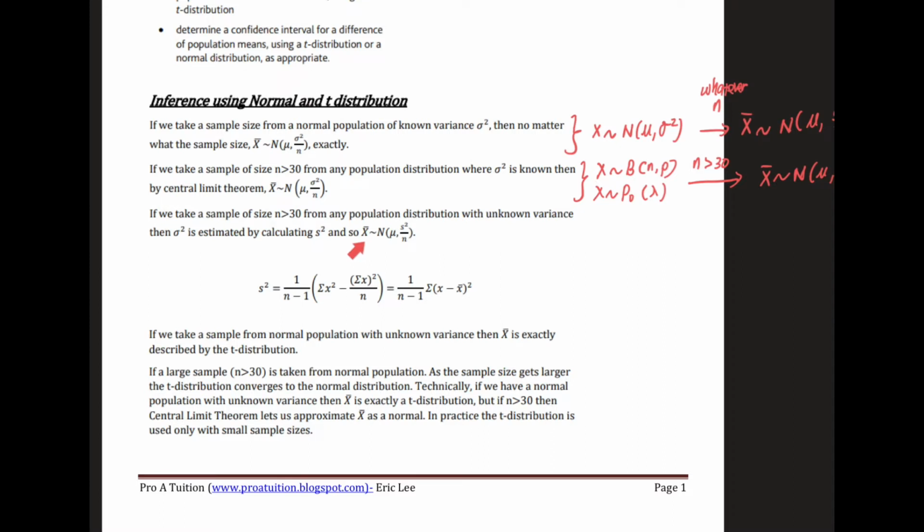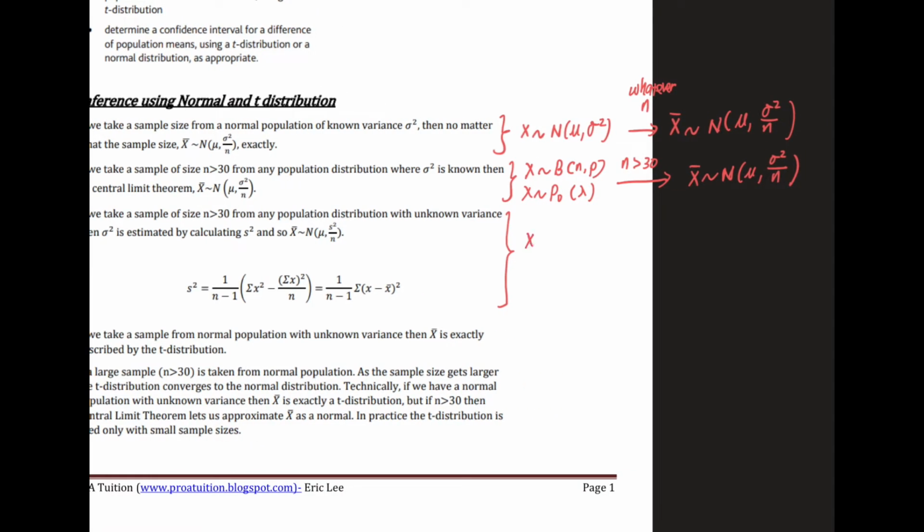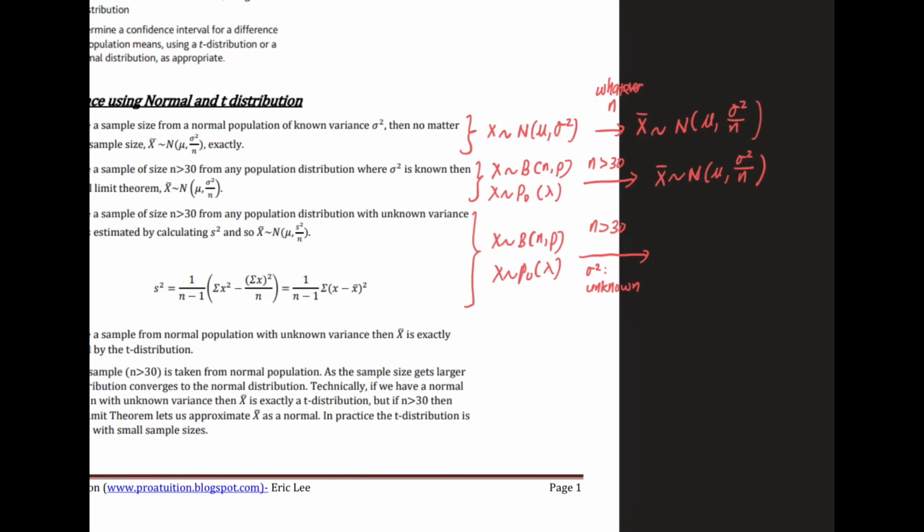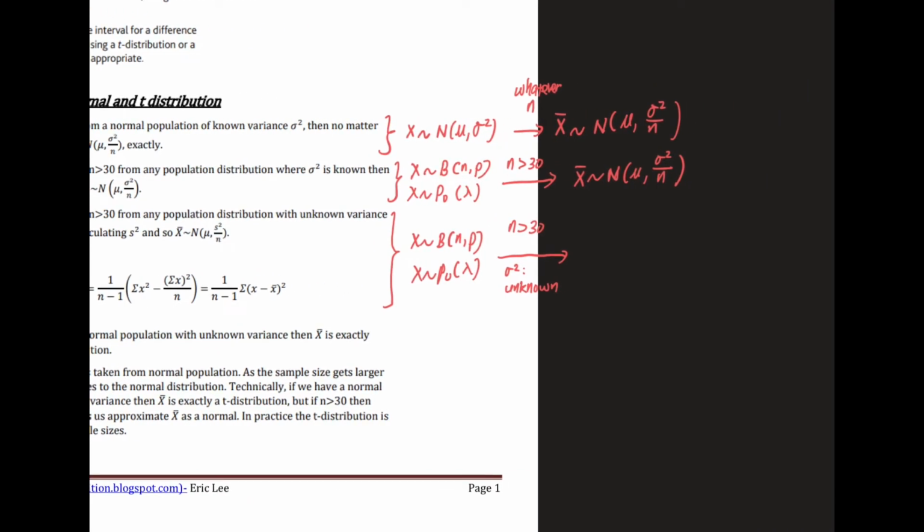Okay, so from here we know the third information. The third information is if x is any distribution like binomial, like Poisson distribution, and n is greater than 30, sigma square is unknown. So you have to count the unbiased estimator for the population variance. That means you have to count the s square, and then after that it will become normal again, mu, s square over n. So you can see the difference between the second one and the third one is, this one we use the given variance, this one we have to count the population variance.